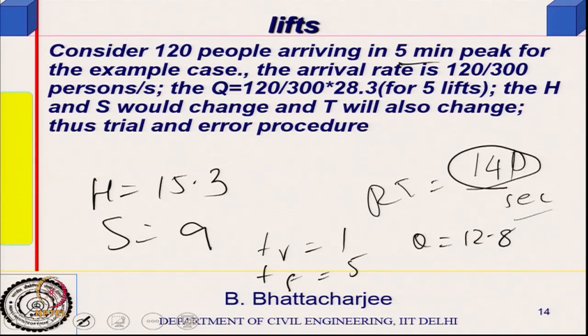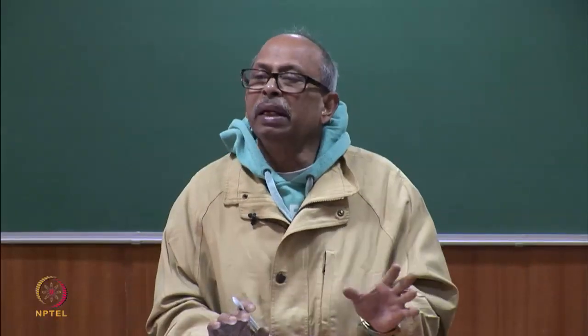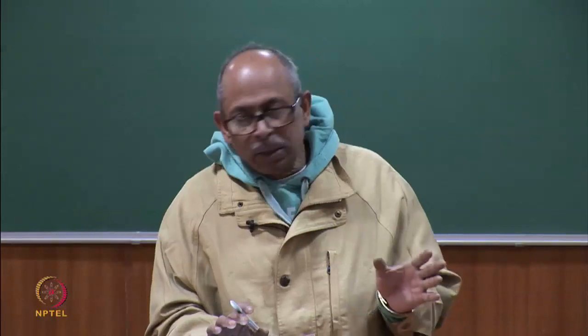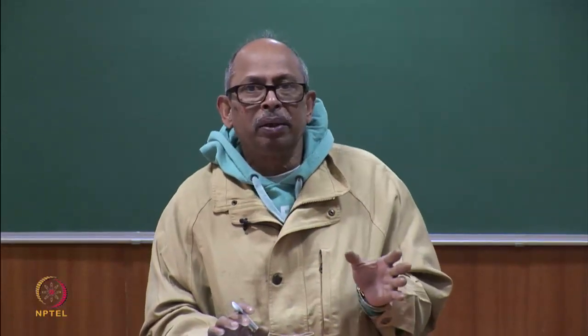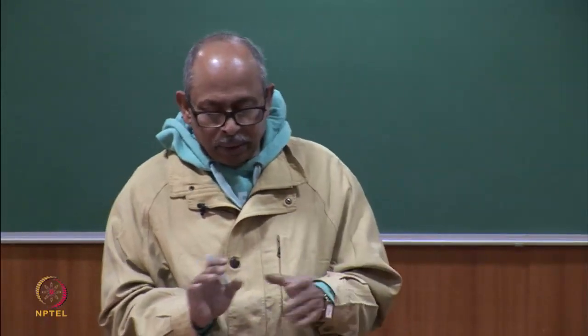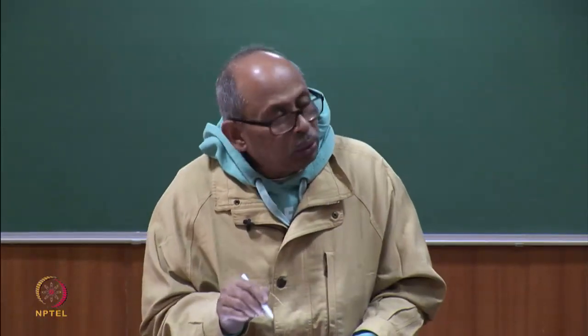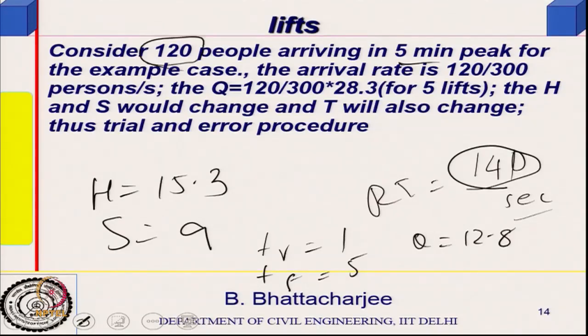And we said if I have 5 lifts, 140 divided by 5 gives me 28 as the waiting interval, right? So 28 was the waiting interval, it came as 141 divided by 5 or something like this. So let us say in that case, I designed the lift with certain assumptions, Q the same, and arrival based on population and all that. But the actual arrival rate is 120 people in a 5 minute peak period.